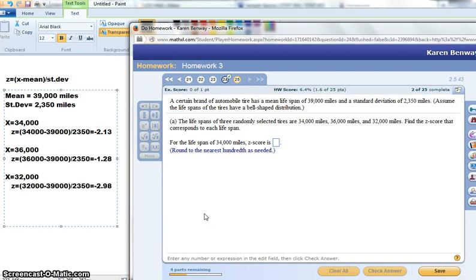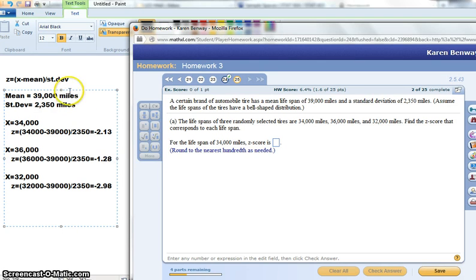This is the solution for homework 3, question 25. The question reads, a certain brand of automobile tire has a mean lifespan of 39,000 miles and a standard deviation of 2,350 miles. Assume that the lifespans of the tires have a bell-shaped distribution. The lifespans of 3 randomly selected tires are 34,000 miles, 36,000 miles, and 32,000 miles, and we want to find the z-score that corresponds to each of these specific lifespans.